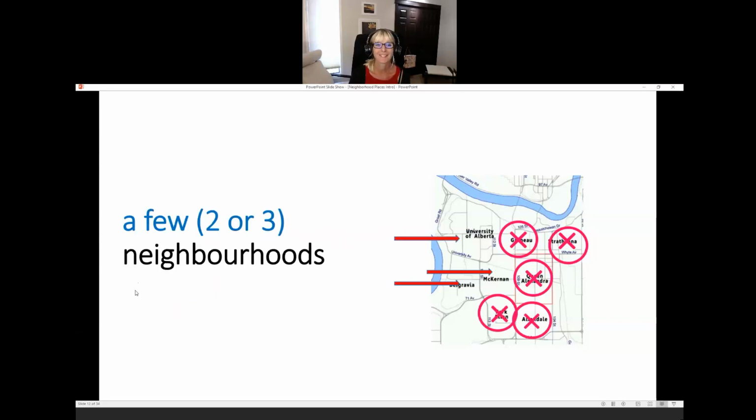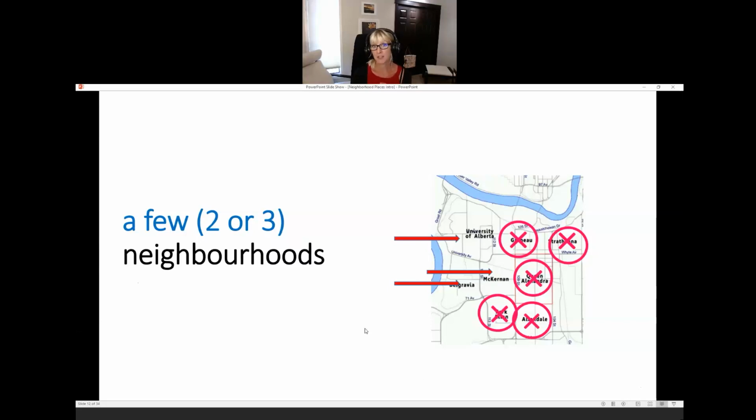A few. Remember, a few means 2 or 3. So how many neighborhoods are next to the university? A few neighborhoods are next to the university. A few, 2 or 3.